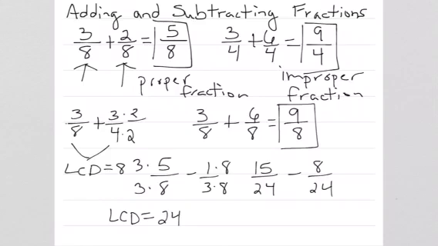And now that becomes my new problem. Okay, so 15 over 24 minus 8 over 24. If we do the math there, we wind up getting 15 minus 8 is 7 over 24. And so that's our answer there.